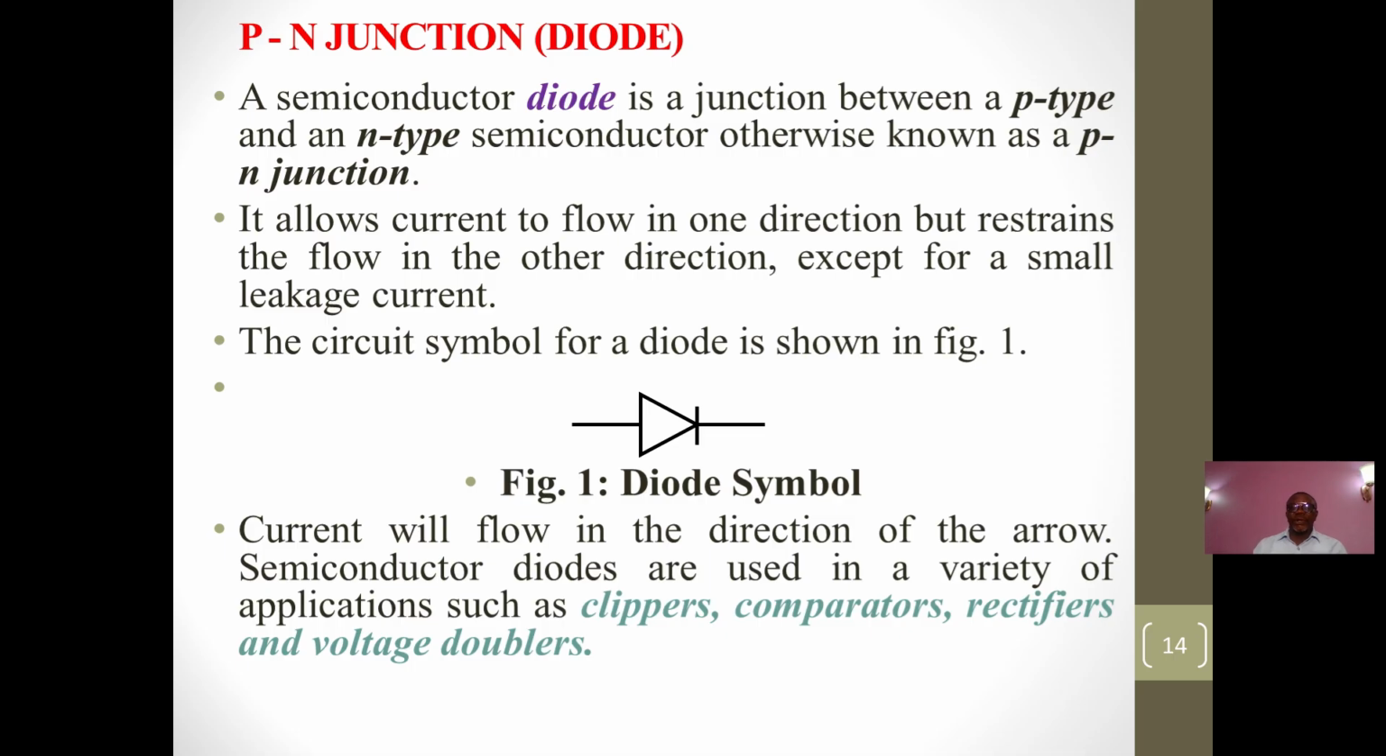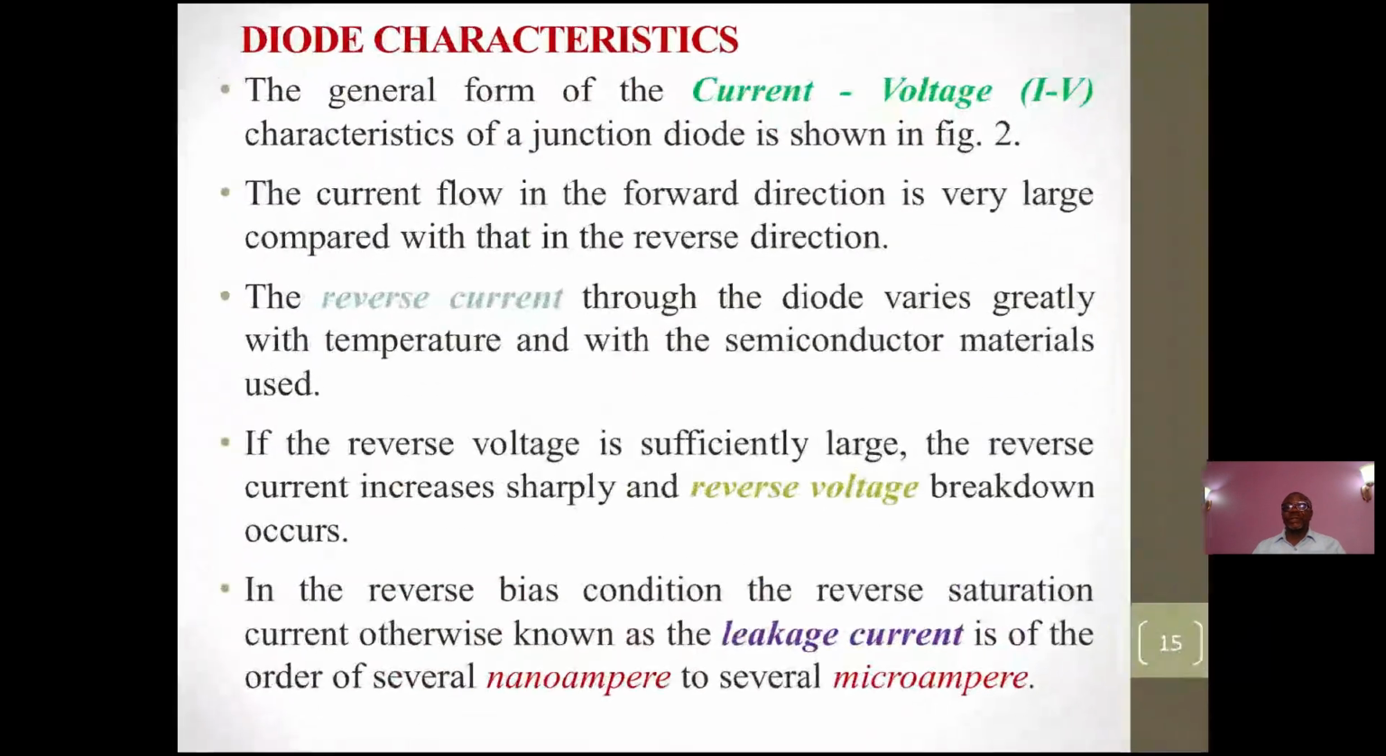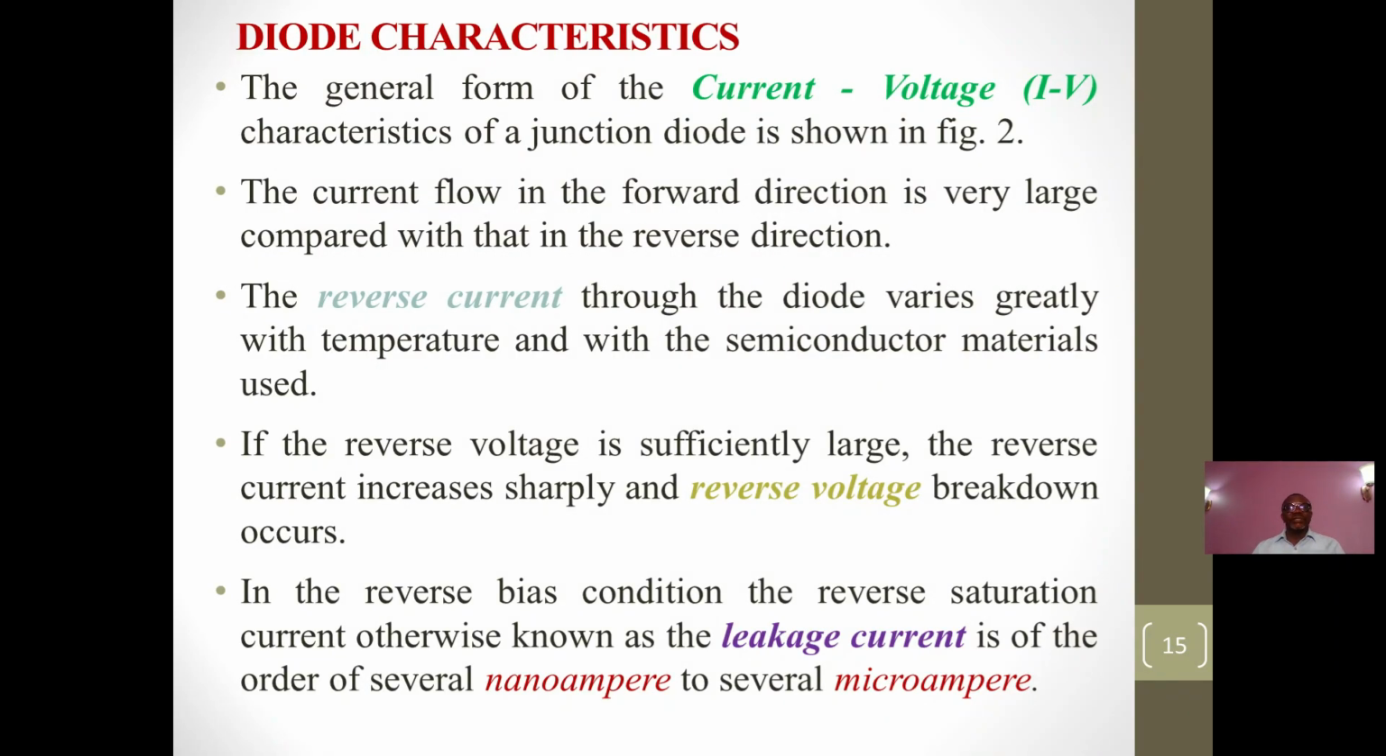Semiconductor diodes are used in a variety of applications such as clippers, comparators, rectifiers, and voltage doublers. These are common circuits you see in electronics. So this diode has general characteristics, and the general form of the characteristics is referred to as IV, that is, current-voltage characteristics, as we will see very soon.